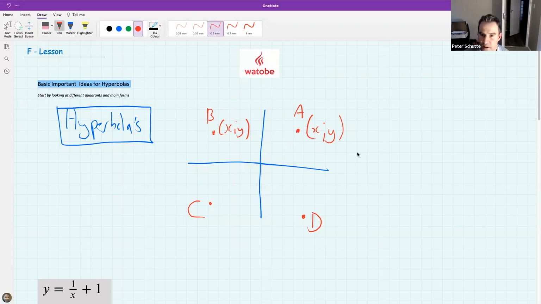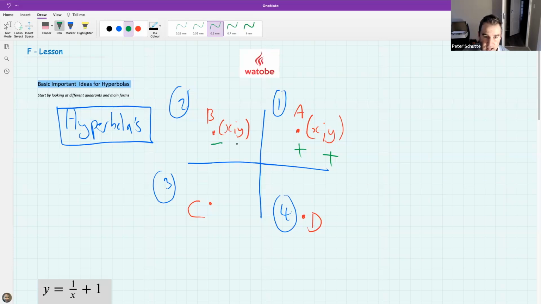Okay, so Modudu has said A, both X and Y are positive. Yes, X and Y are both positive. What about B? What do we know about B's coordinates? If we call this quadrant 2, we call this quadrant 1, quadrant 3, and quadrant 4. So in the second quadrant, X is negative and Y is positive. Okay, what about the point C? What do we know about the coordinates of point C if it's in quadrant 3?